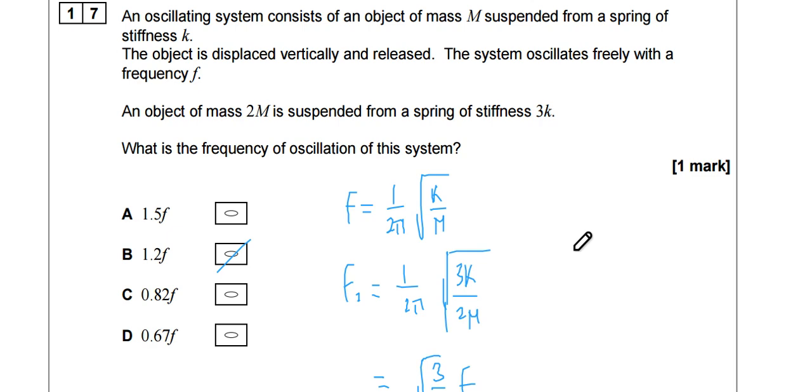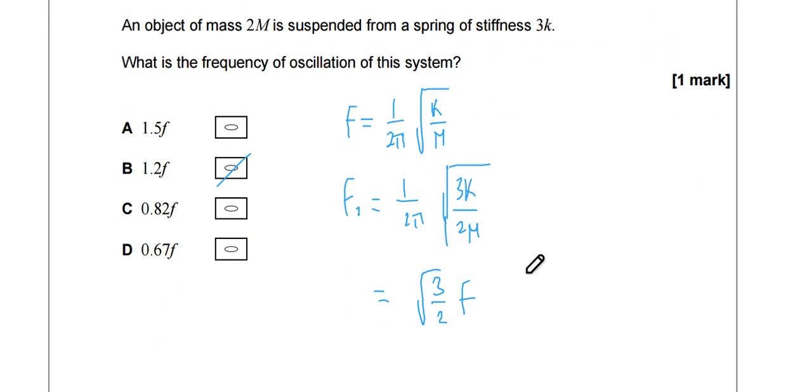Here is a formula for a mass suspended from a spring with some stiffness. Here are the changes that we introduce, 3K, and for M it is 2M. We can mathematically manipulate to get the square root of 3 over 2 multiplied by this, which is F, on your calculator.